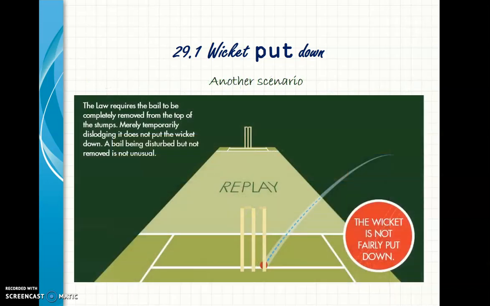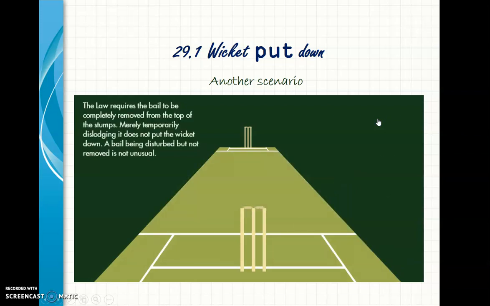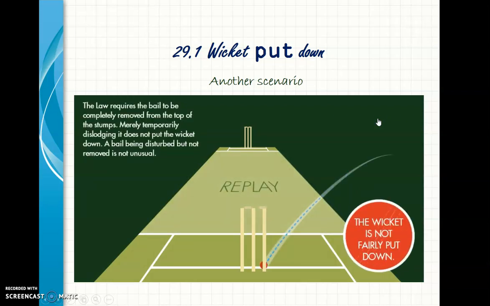Let's take another example here, which is a typical example which could happen. The law simply requires the bail to be completely removed from the top of the stumps. Merely temporarily dislodging it does not put the wicket down. A bail being disturbed but not removed is very unusual, but this can happen. Let's see how it is depicted here. The ball comes, the throw hits, the bail is moved onto the top of this wicket. This shall not be considered as the wicket being put down. Here it's not fairly put down because the bail is not completely removed from the top.